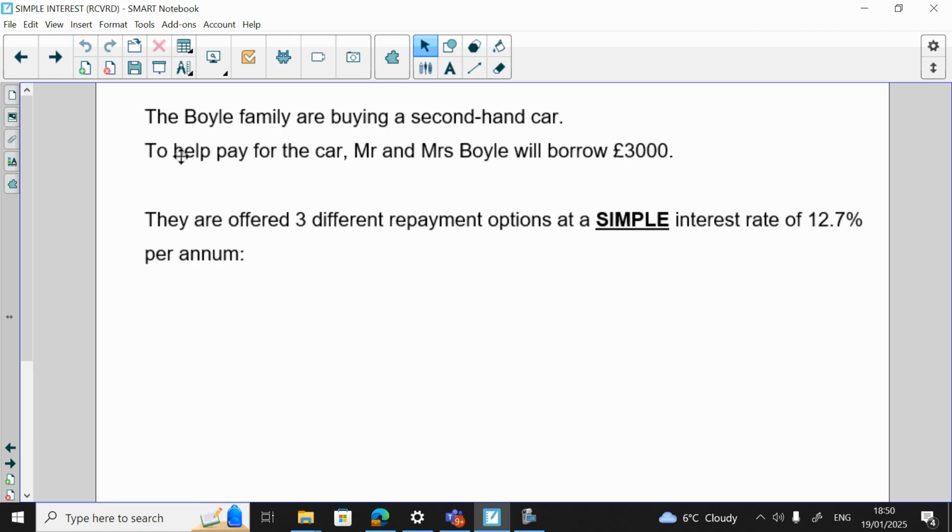Okay, right. This is important here. There are 3 different repayment options. Simple interest, that's important, and the 12.7% per year is important. So we're going to have 3 scenarios here based upon the £3,000. Right, okay, so let's go and see what it is.